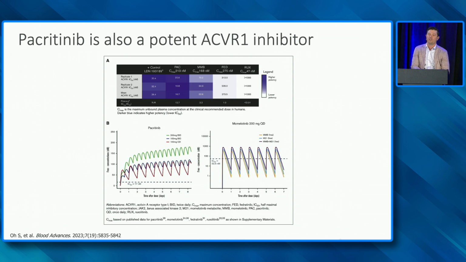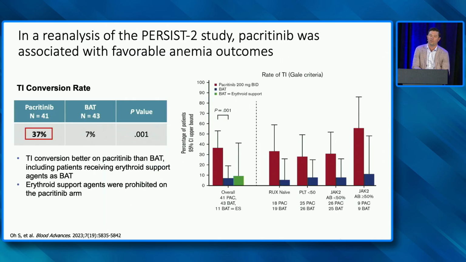Pacritinib, it's worth mentioning, is an ACVR1 inhibitor. I mention this after talking about pacritinib because this was really discovered after pacritinib studies were published. And momelotinib largely gains a lot of its press and excitement on its anemia benefits based on being able to inhibit ACVR1, but it turns out pacritinib can do that just as well, and maybe actually, at least in these assays, was a more potent ACVR1 inhibitor.